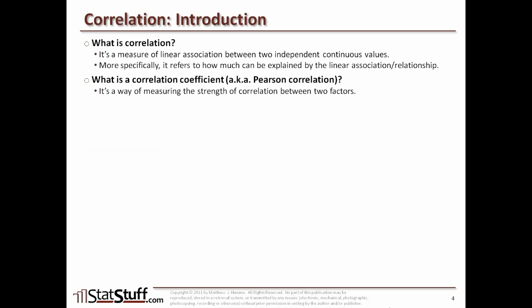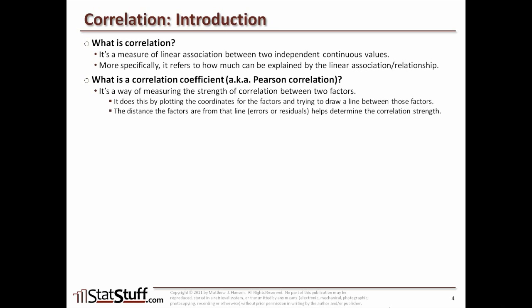Well, that's a way of measuring the strength of the correlation between the two factors, or those two continuous values that you're comparing. It does this by plotting those coordinates for those factors, and it's trying to draw a line, or fit a line, between those factors. How good a line it can draw determines how strong the correlation is.